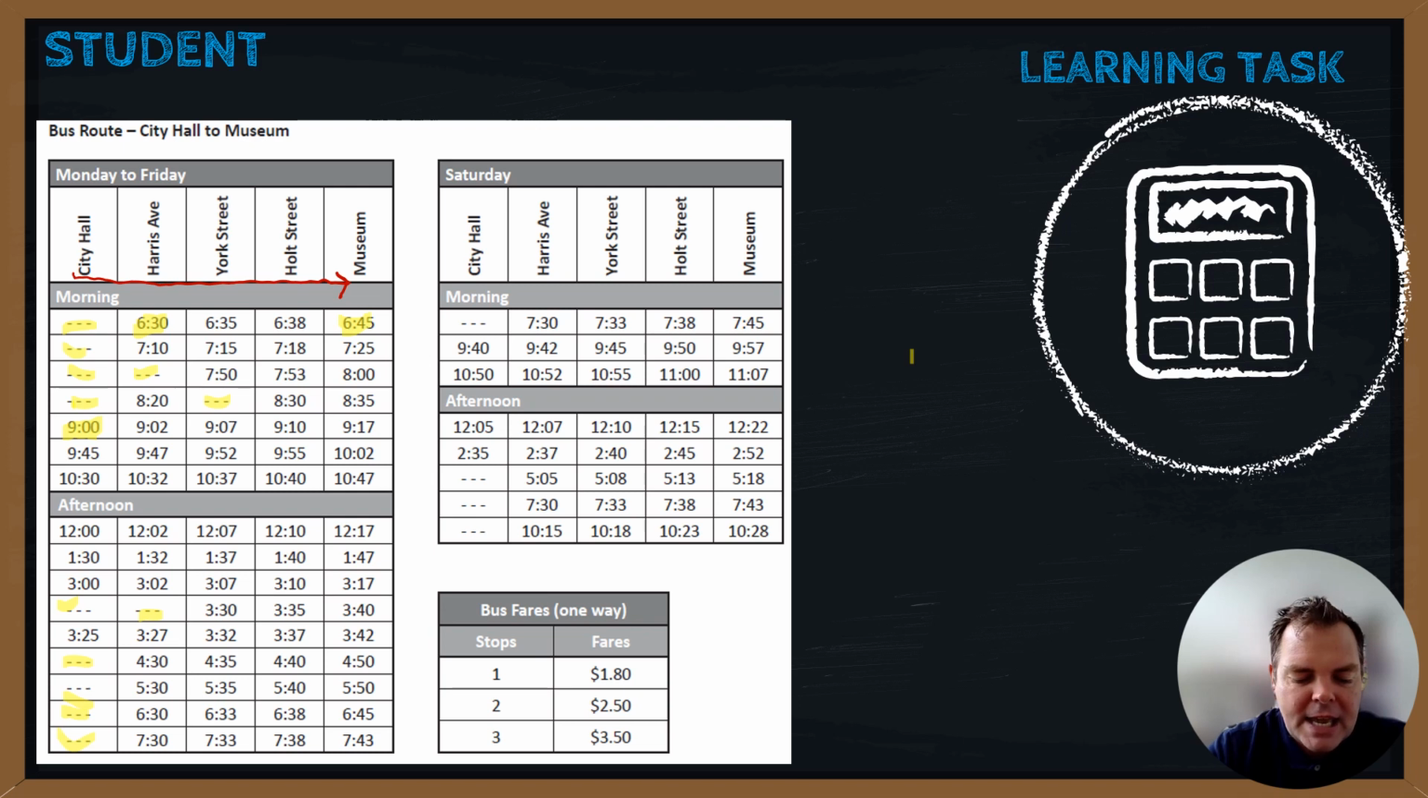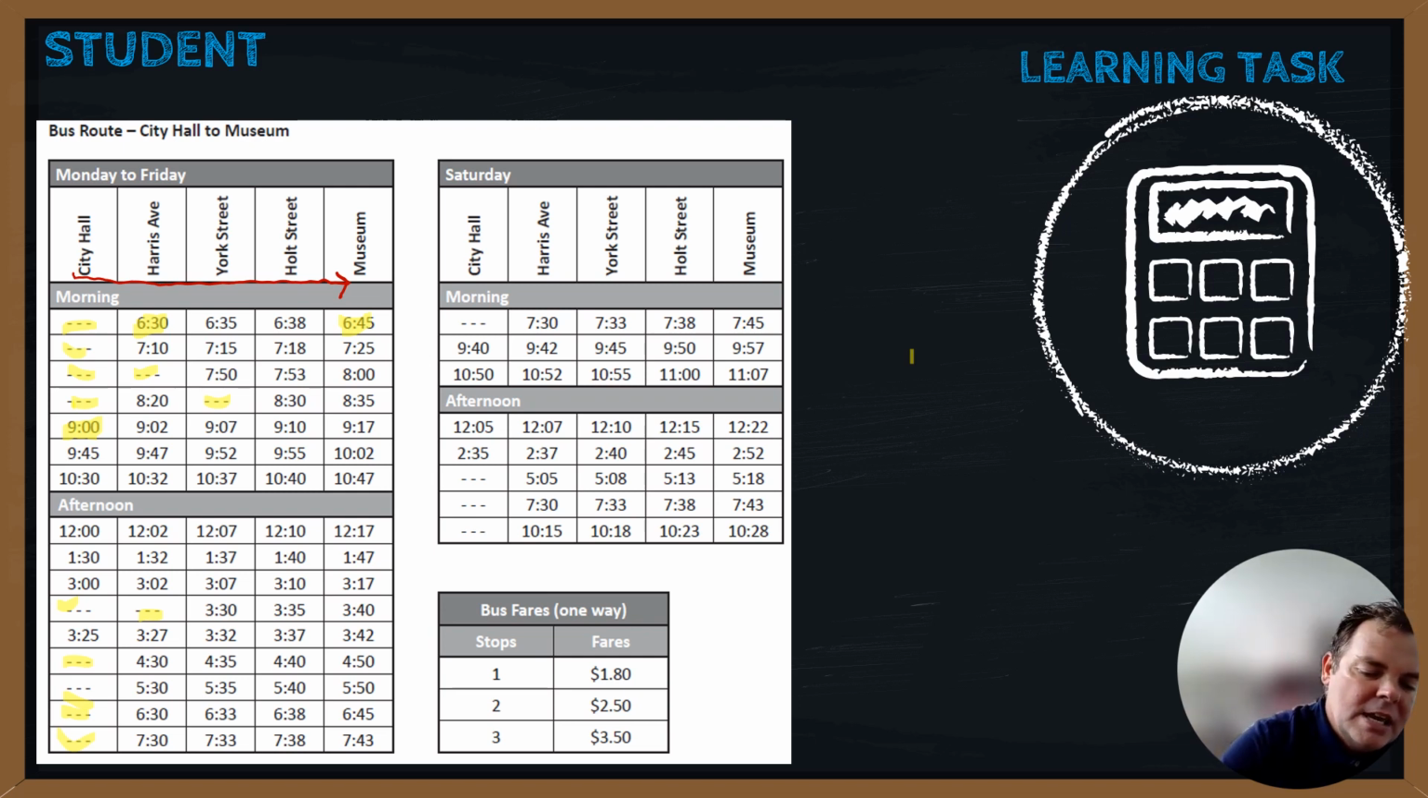Now you can see the same in our afternoon. There seems to be a bit of an expressway between, so I miss City Hall and Harris Avenue. I can go through York Street and get on the bus there. So when we're looking at those timetables, looking for those gaps, what is the fastest way that I can get to my destination? Do I want to stop at all those stops? If I don't need to stop at those stops, I need to just go from the start of the line to the end of the line. Using the express time is the best one for you.